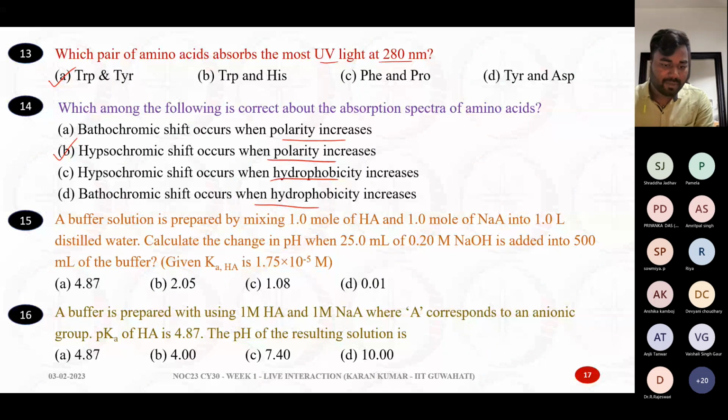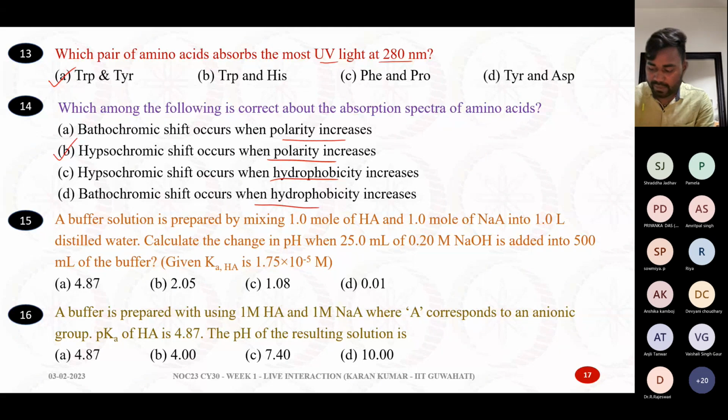Another question: a buffer is prepared using 1 molar of HA and 1 molar of its conjugate base, where A corresponds to an anionic group. The pKa of HA is 4.87. The pH of the resulting solution will be, what will be the pH? To solve both of these questions, you need to know the Henderson-Hasselbalch equation.